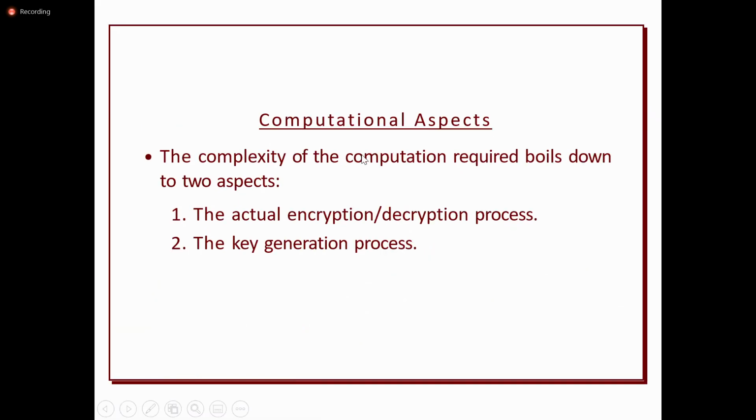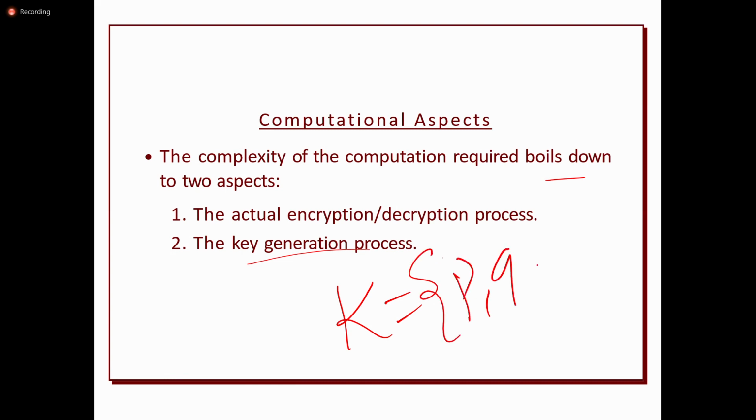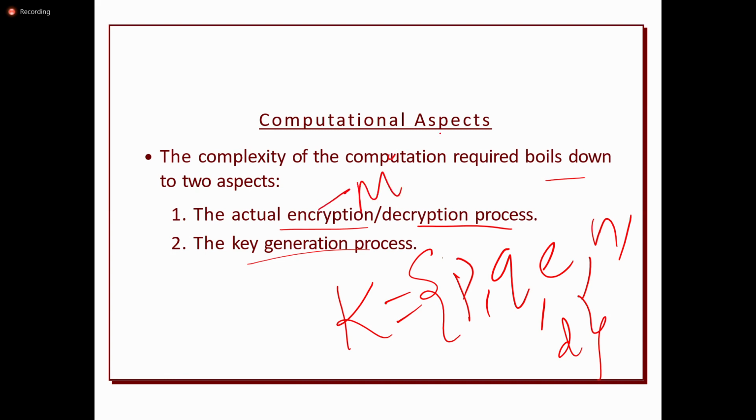This is the computational aspects of the RSA algorithm. As I said, the complexity of the computation requires two aspects. One is the key generation process. The RSA key consists of 5 parts, that is P, Q, E, N, and D. So these are all 5 parts of the key. Then the encryption and decryption procedure: in encryption, we'll calculate m power e, and in decryption, we'll calculate c power d. So these are the computational aspects.